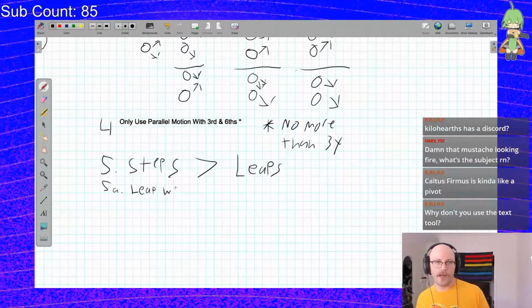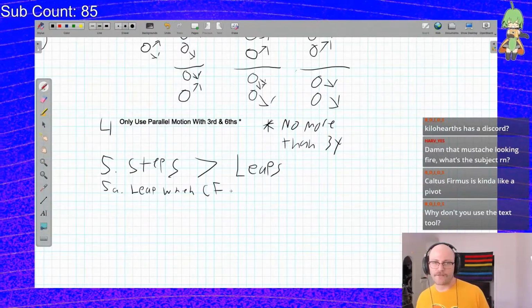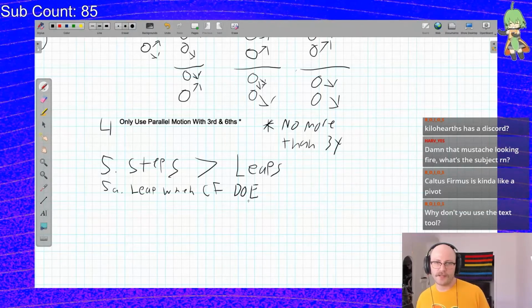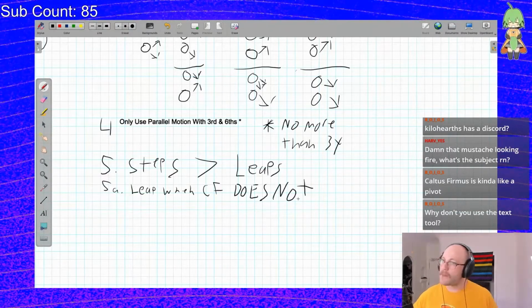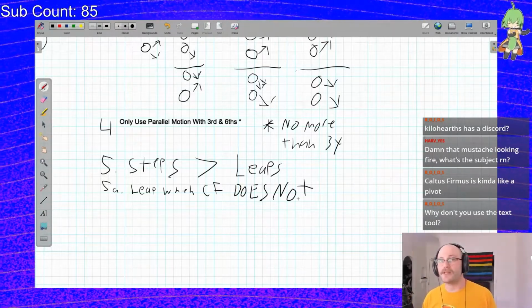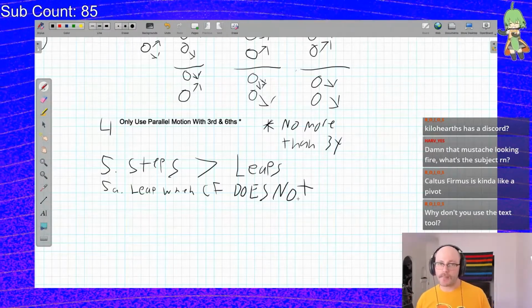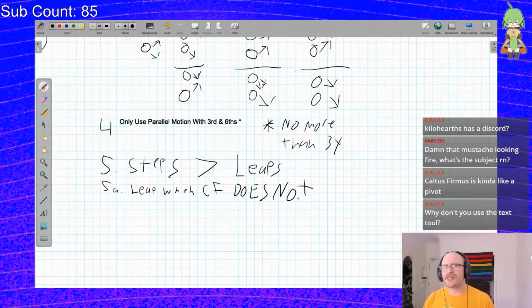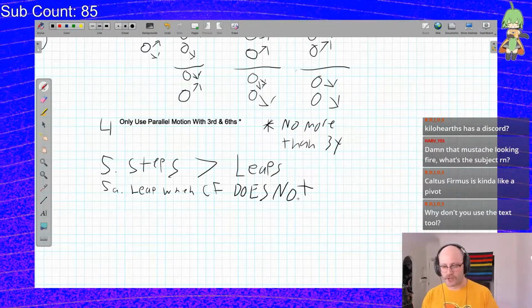As a follow-up to that, I'd say this is like a 5A. Leap when the CF, the cantus firmus, does not. What I mean by that is if both the cantus firmus and the melody leap, it will start to create too much separation between voices.